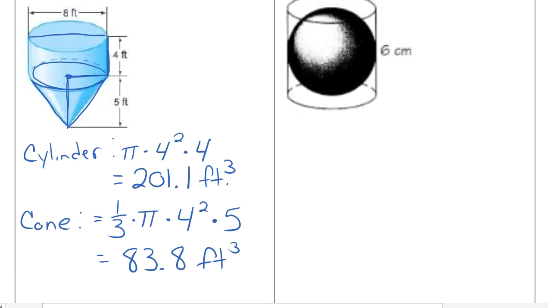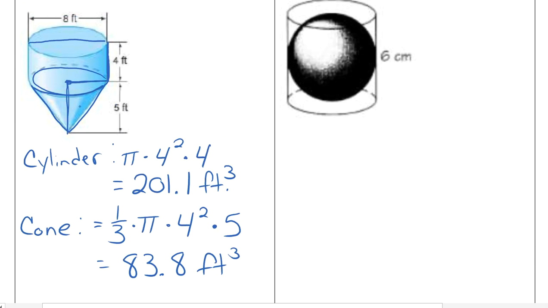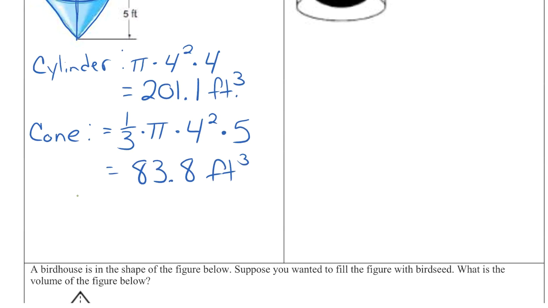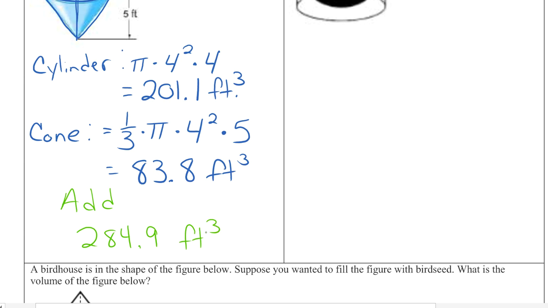And now, since we look at this figure, the cone is not within the cylinder, so therefore they are just adding together. So we are going to add those values together. And so if I do 201.1 plus 83.8, I should get 284.9 feet cubed for the total volume of this figure.